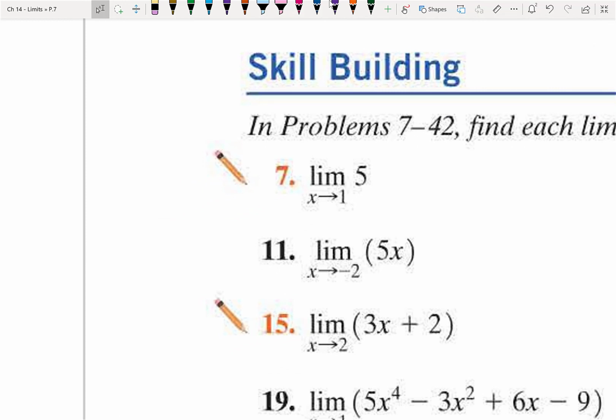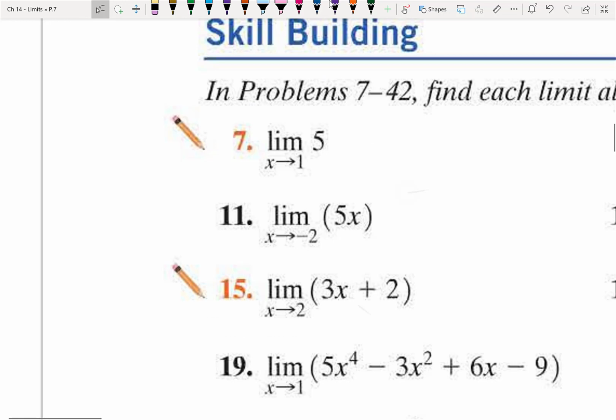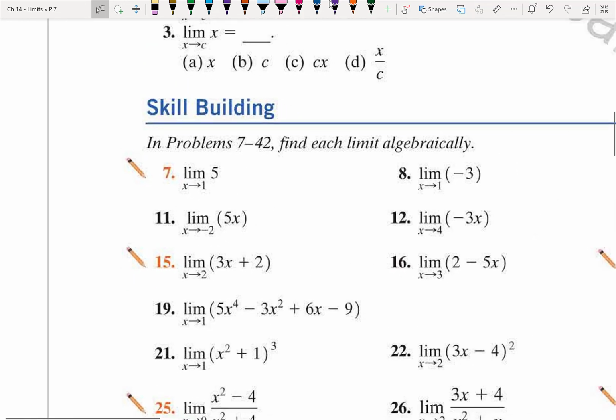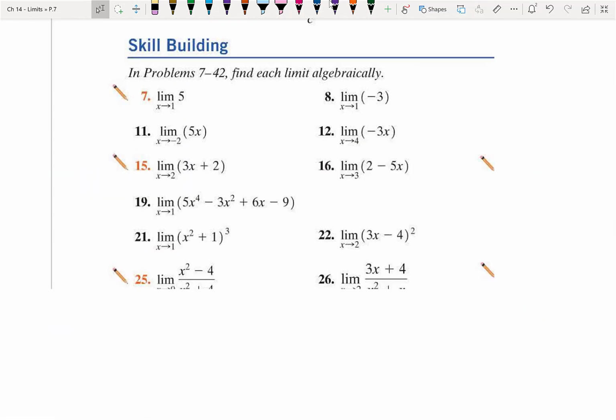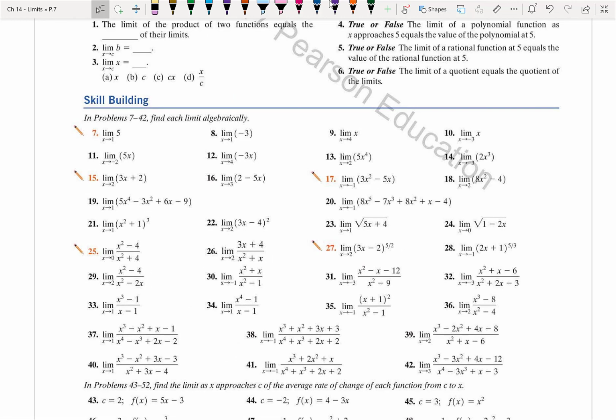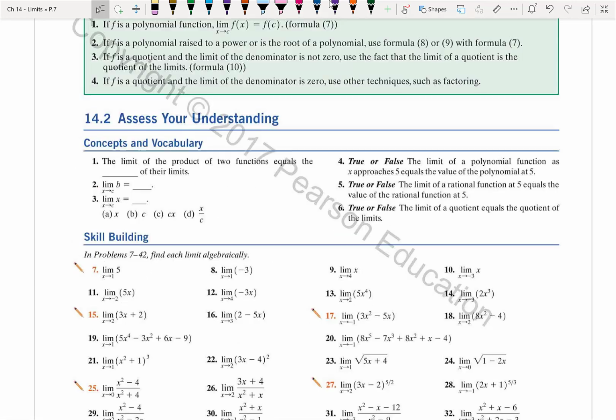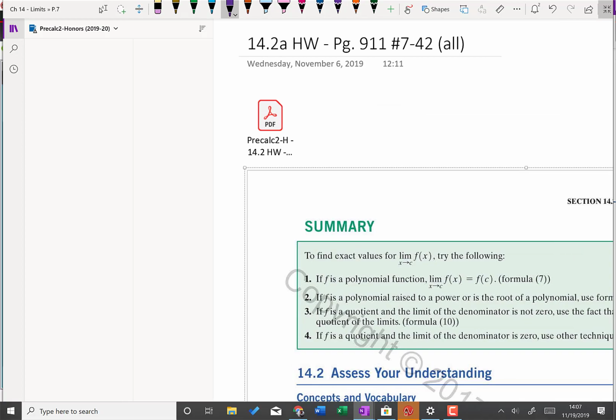What would that limit be? Yeah. Like half of these you can plug in. So you're not getting to any domain restrictions until later. This is just getting some practice. Okay, let me stop the video.